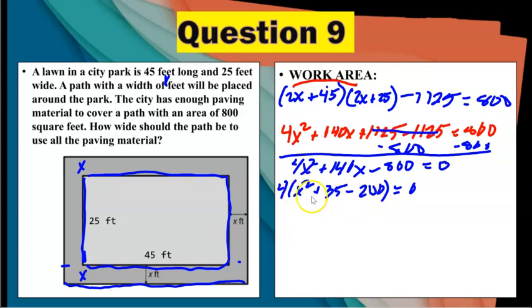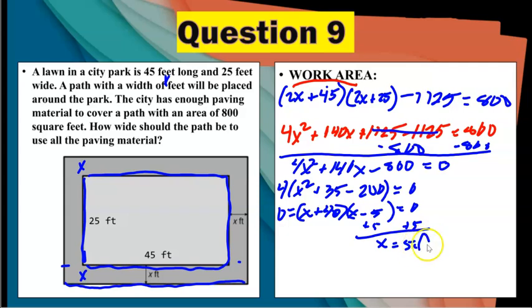So if we take what we have as our trinomial here, I have to think, what are two numbers I can multiply to get negative 200, but add them together gives me 35. That would be a positive 40 and a minus 5. Make each binomial equal to 0. And since x has to be a positive number, I'm only going to do the second one because that's going to give me the only positive x value. And x is going to give you 5. On the other side, that would just give you x equaling negative 40, which would not make sense. So the path should be 5 feet wide.